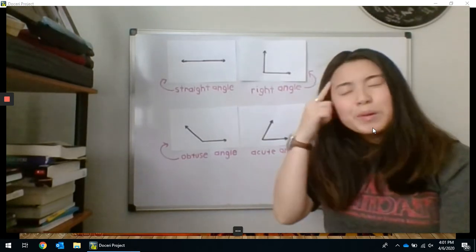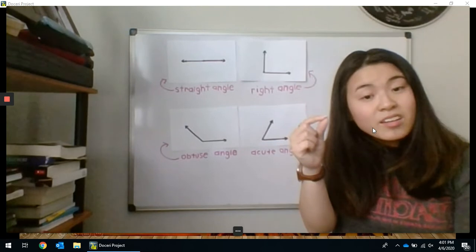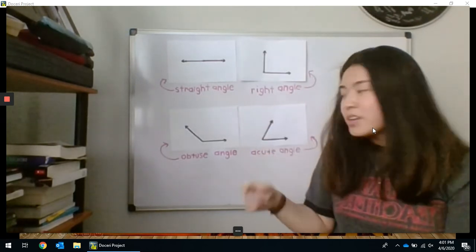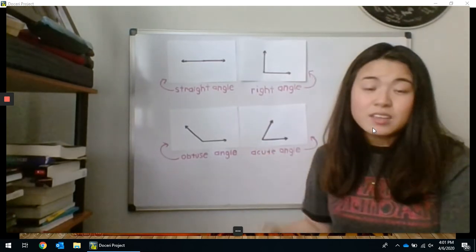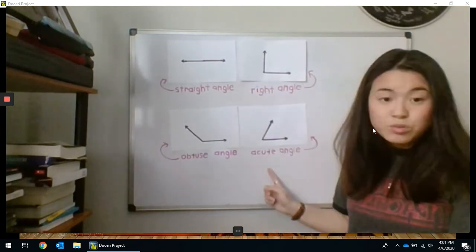So remember in class we were talking about, well, acute things can be really small, so that's our way of remembering what an acute angle is. Less than a right angle is acute.